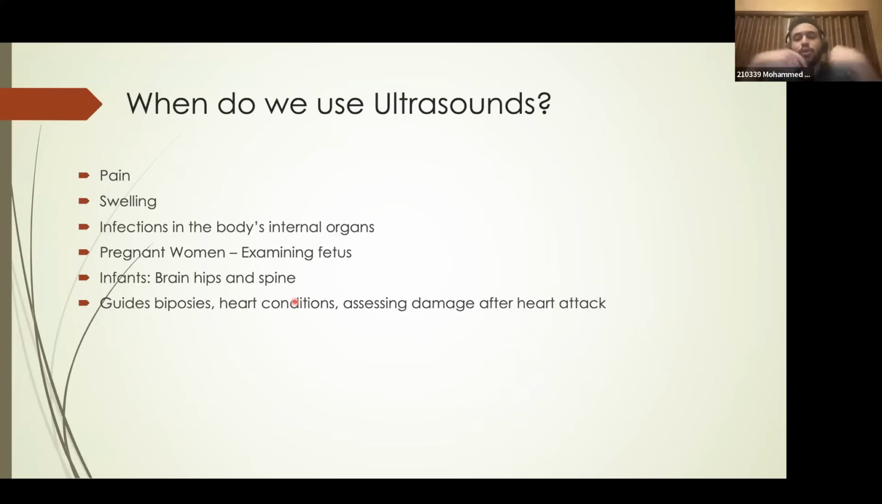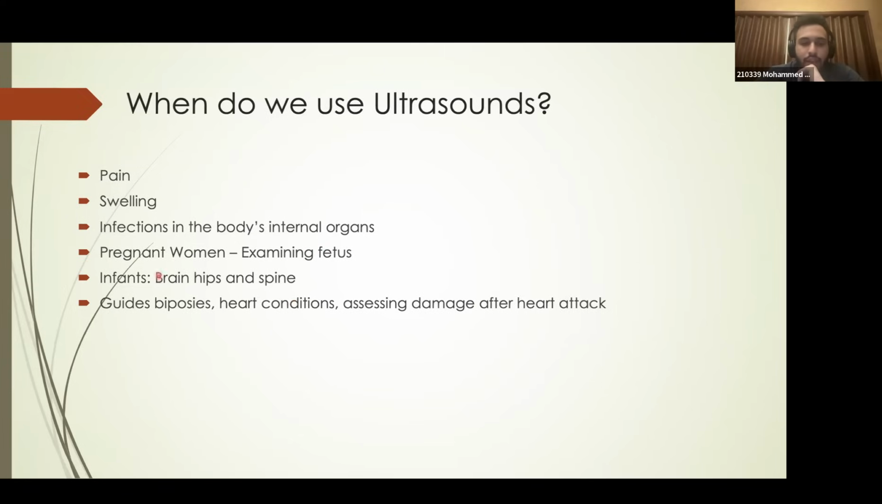If you're doing, for example, a core biopsy of the breast, you need to do it using an ultrasound guided biopsy. Then in certain heart conditions, you use echo, which is a form of ultrasound. Here, echo is used to assess cardiac function, and the same thing, assessing damage after a heart attack to check the cardiac function.